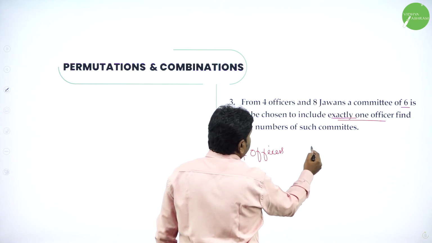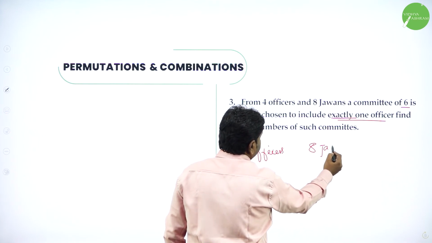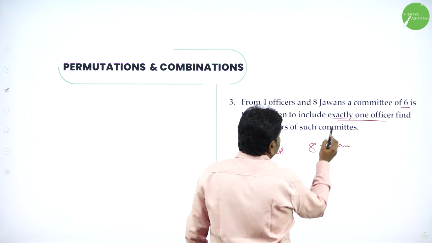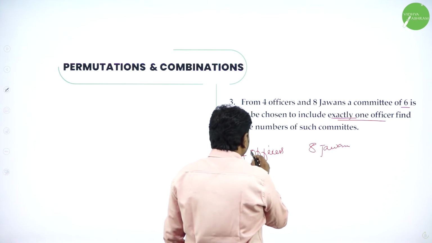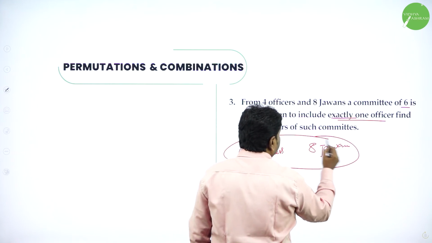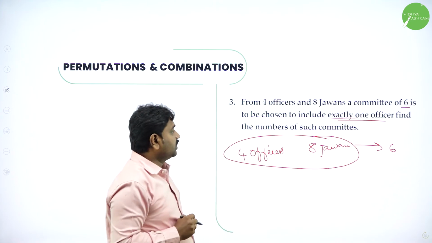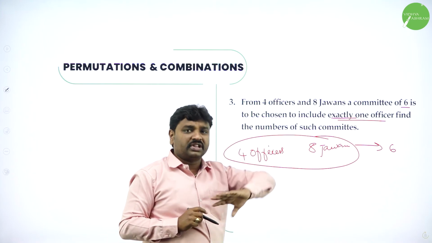And how many jawans are there? 8 jawans. And out of this you have to select how many? You have to select 6. So out of this total you have to select 6, and exactly one officer should be there.